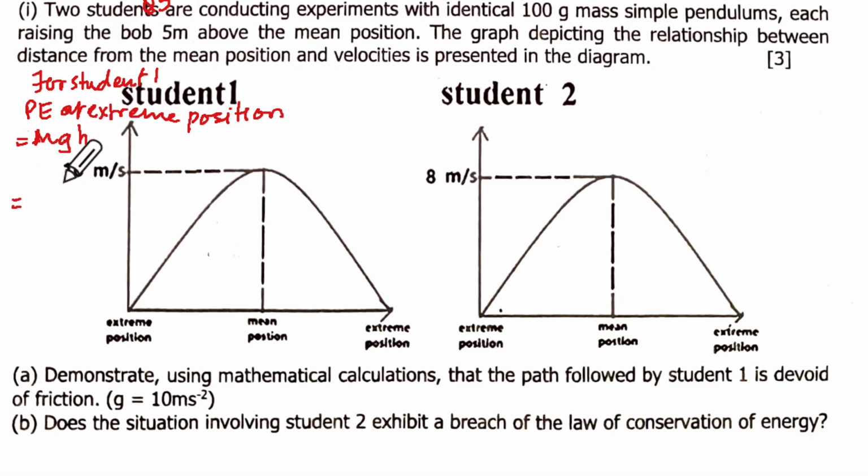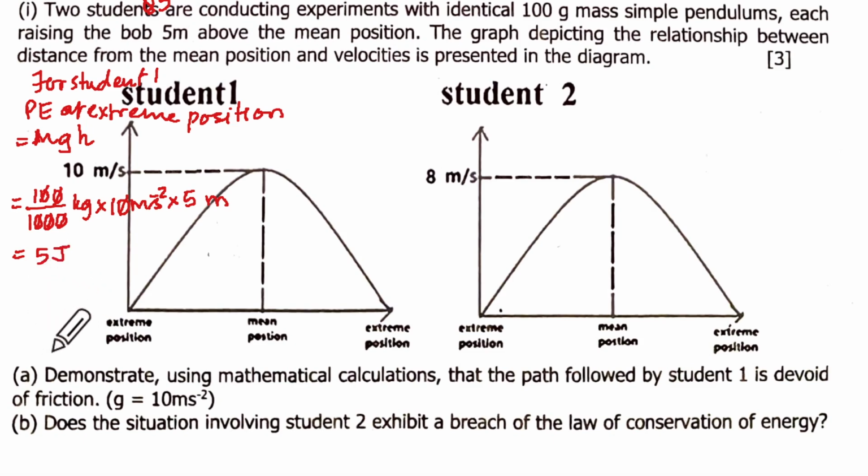Now mass of the bob is 100 grams. But remember, potential energy means joules, so 100 should be converted into kg. They have told us to take g as 10 meter per second square, and the height is 5 meter. So 3 zeros are gone, and we have how much? 5 joules, correct? 5 joules we got?